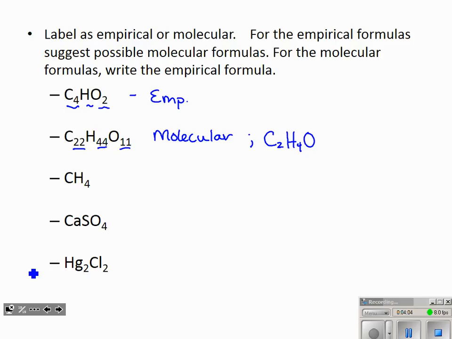CH4 is the formula for methane. We have a subscript of 1, so that cannot be reduced any further. This is an empirical formula. Calcium sulfate here is also empirical. And then this mercury 2 chloride, sort of molecular. We can reduce it, so let's do that. And that's going to be just HgCl.